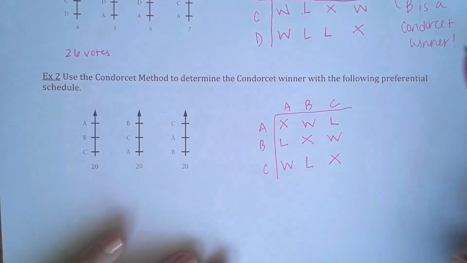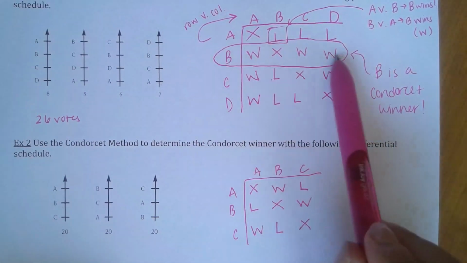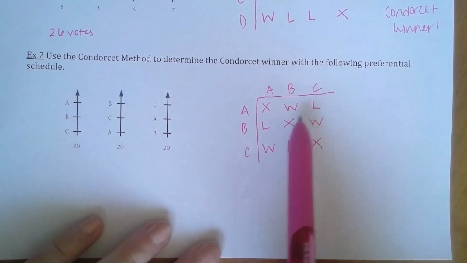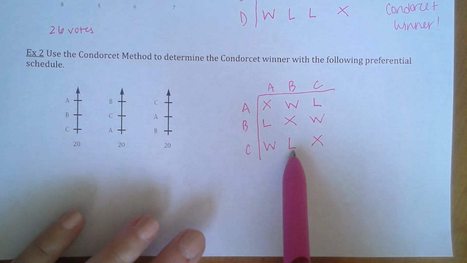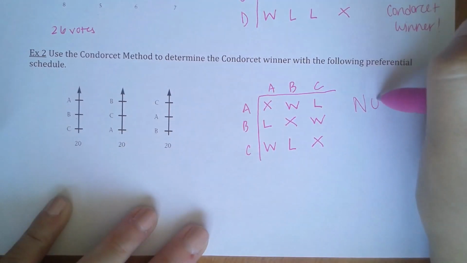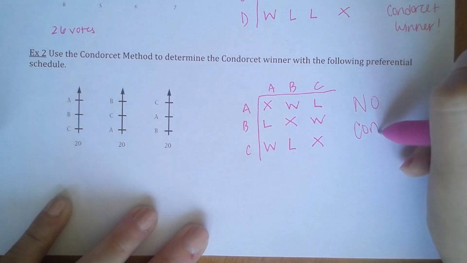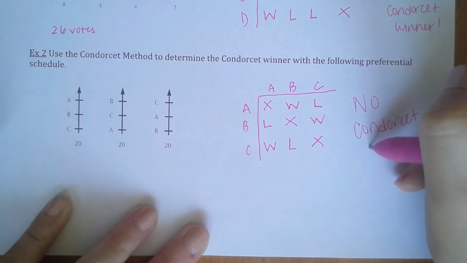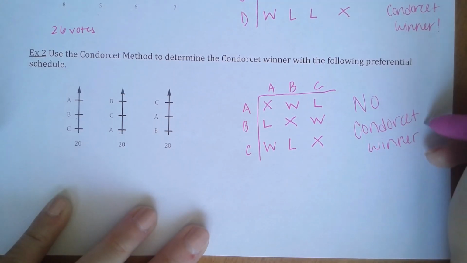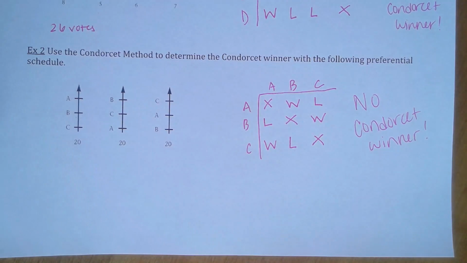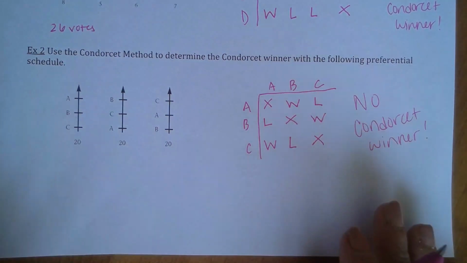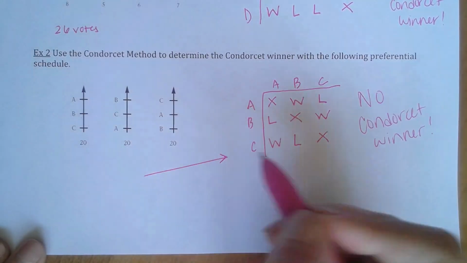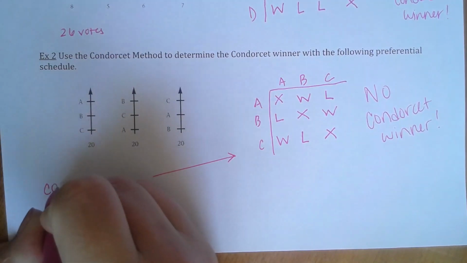In this case, this is an example of one where we don't have wins straight across. I've got a win and a loss and a win and a loss. So there's actually no Condorcet winner. Interestingly about this idea, though, is this actually demonstrates what's called a Condorcet paradox.